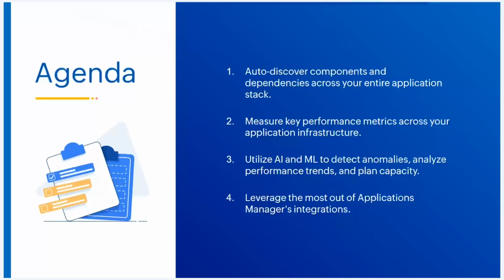In today's agenda, the first topic we'll be discussing is how to auto discover the components and see the dependency map across your application stack. The second topic is how to measure the key performance metrics across your application infrastructure. In the third topic, we'll be discussing how AI and ML will help us to detect the anomalies and also plan the capacity accordingly. And in the final topic, we'll be discussing what are all the out-of-box integrations that are available in Applications Manager.